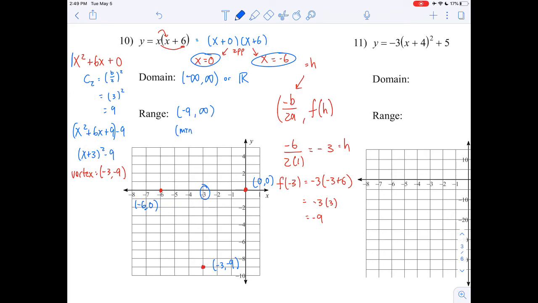So your range, you want to think of your minimum value and your maximum value set in that notation. So this would look something like this. Passing through negative 6, that is not pretty. Passing through negative 6 down to the vertex of negative 9, and then through your origin of 0, 0.